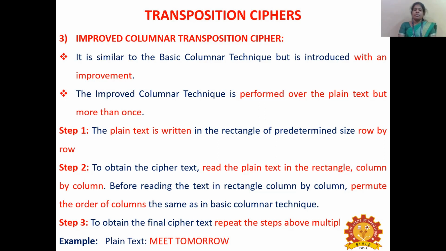Here we have three steps. Step 1, the plain text is written in a rectangular matrix row by row. You have to fill each and every cell row by row. You have to take one rectangular matrix. Step 2, to obtain the ciphertext, read the plain text in the rectangle column by column. The same procedure is followed here. The third step is to repeat the above steps multiple times.